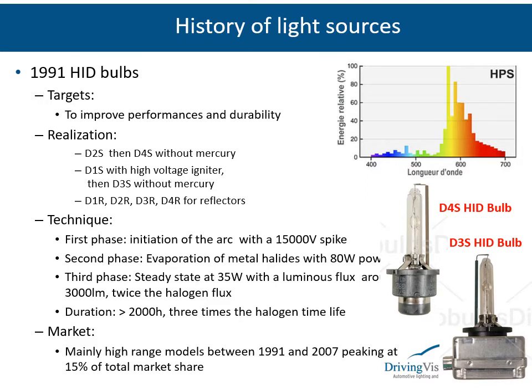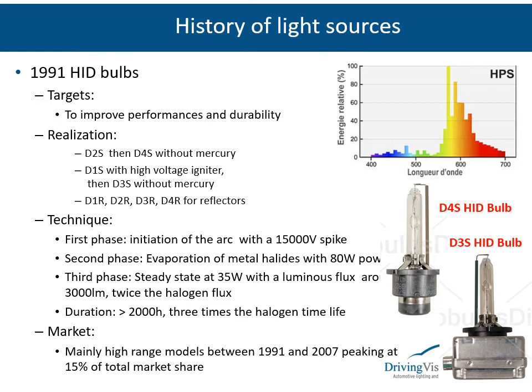In 1991 appeared high-intensity discharge bulbs, also called xenon bulbs, with a target to improve both performances and durability. We had different versions of these xenon bulbs, later without mercury for environmental reasons, with or without high voltage ignition included, and with specific versions for reflectors.